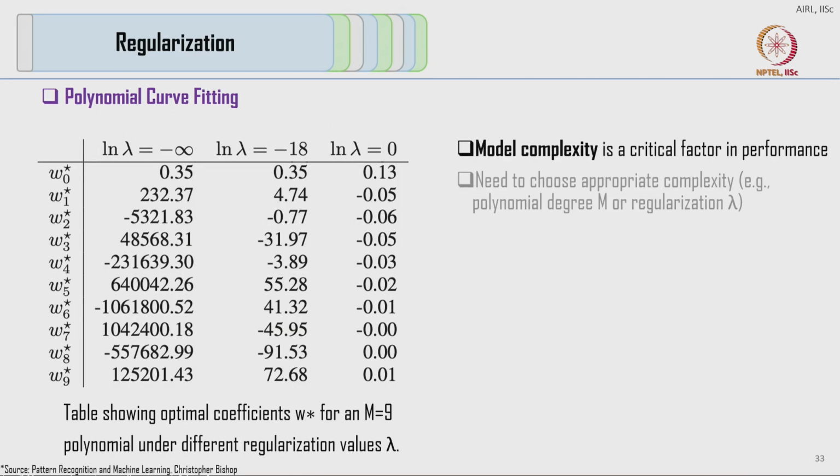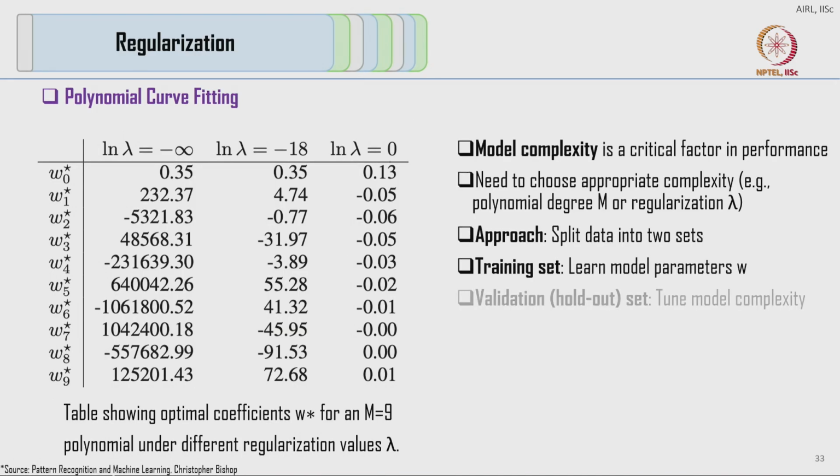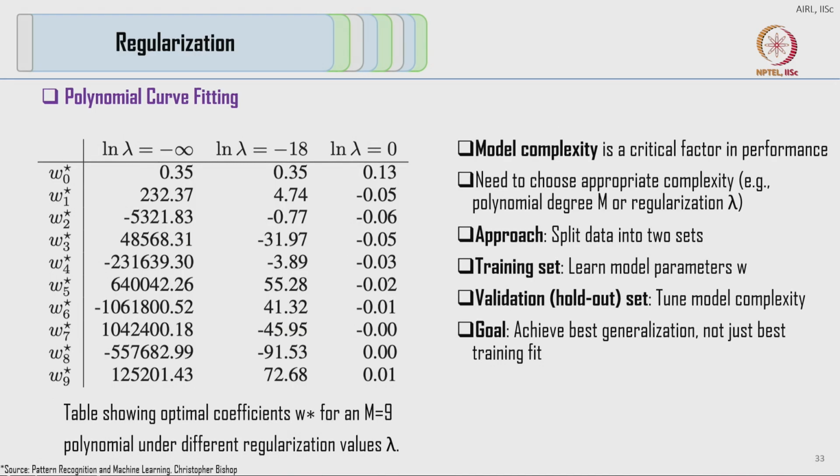Okay. Now let us again take a look at these values, right. So for log lambda equals minus infinity, which is essentially lambda value as 0. Then in the table we observe log lambda is minus 18, which is a medium value of lambda, and then we have log lambda equals 0, which is essentially lambda value is very high, right. So I will write it as very high.